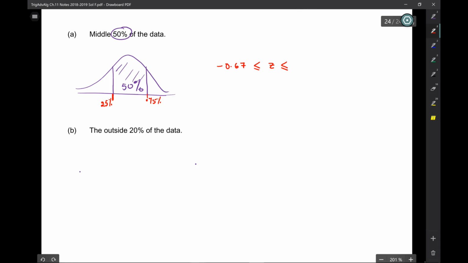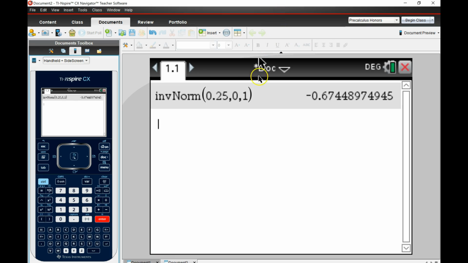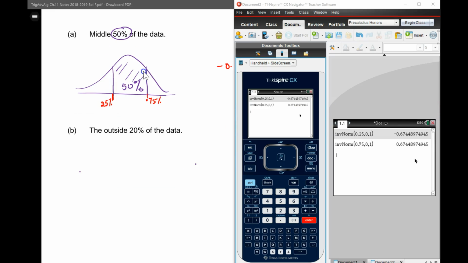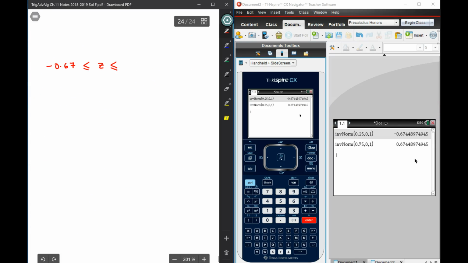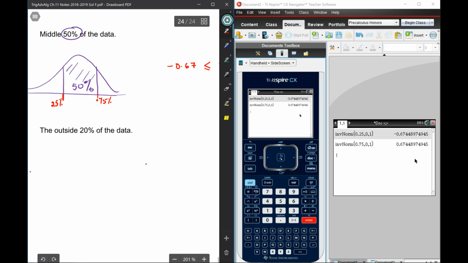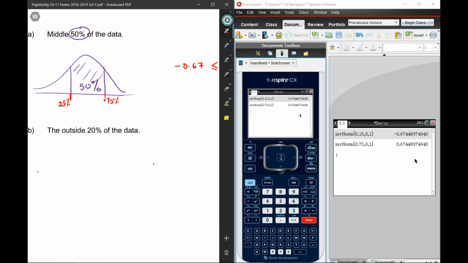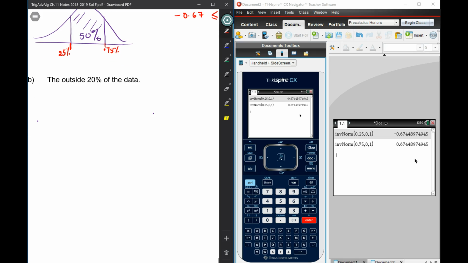Now you have to go back to your calculator. Bring this back so you can edit it, so you don't have to go back to the whole thing. Remember we put 0.25, that was the left end point. Now we're going to put 0.75, that's the right end point, and we get 0.67. It's symmetric because it's 50%. So the z-score here is 0.67 standard deviations to the left, 0.67 standard deviations to the right.